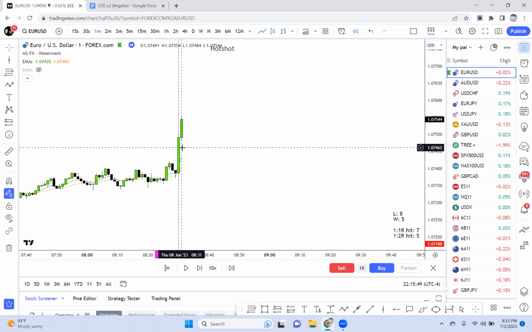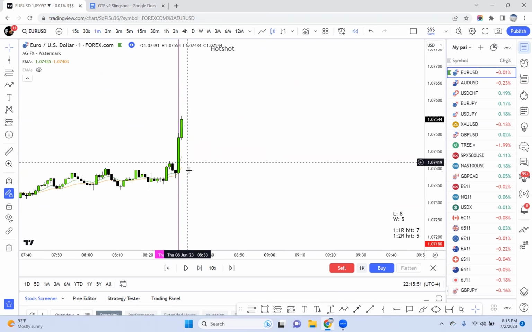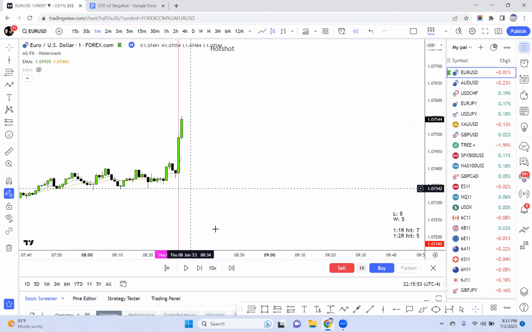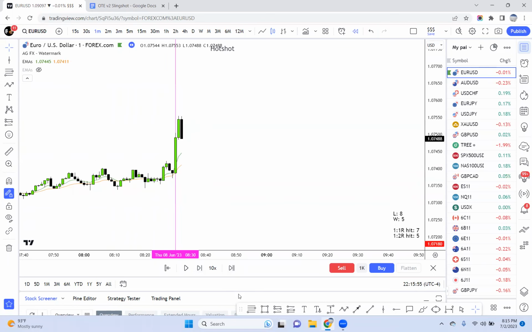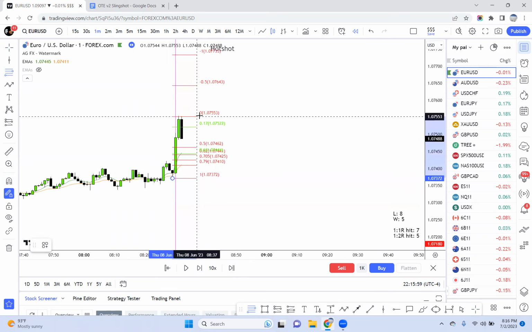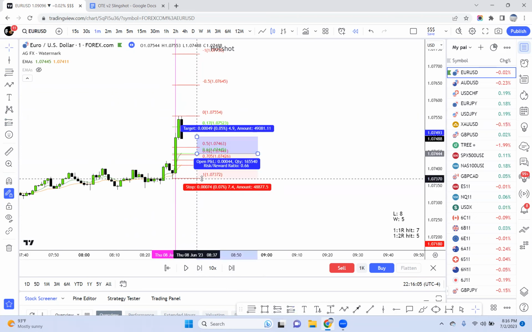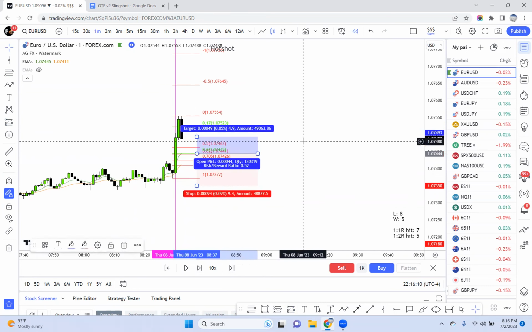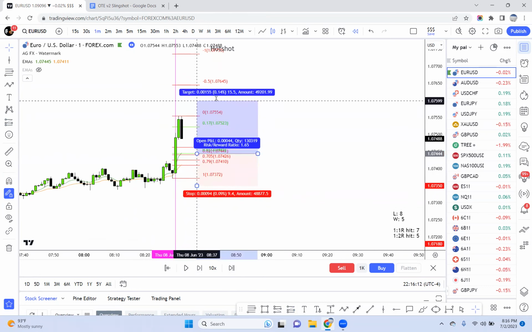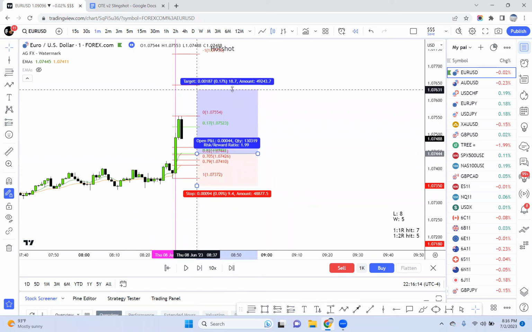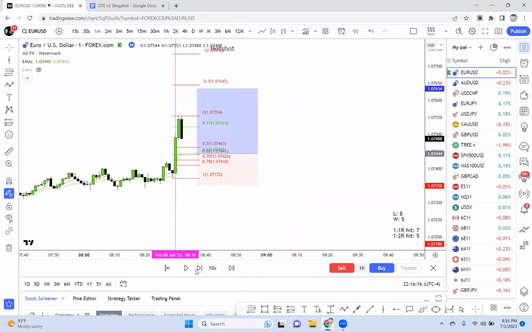Expansion. It's expanding away from the EMAs, telling us that it's bullish. It expanded through these highs. We're waiting for a high to form. There it is. Now we're going to anchor from this low here to this high here. We're going to set our buy limit here. Our stop loss here to the 50. Boom. Target 1, 2. Let's see what happens.